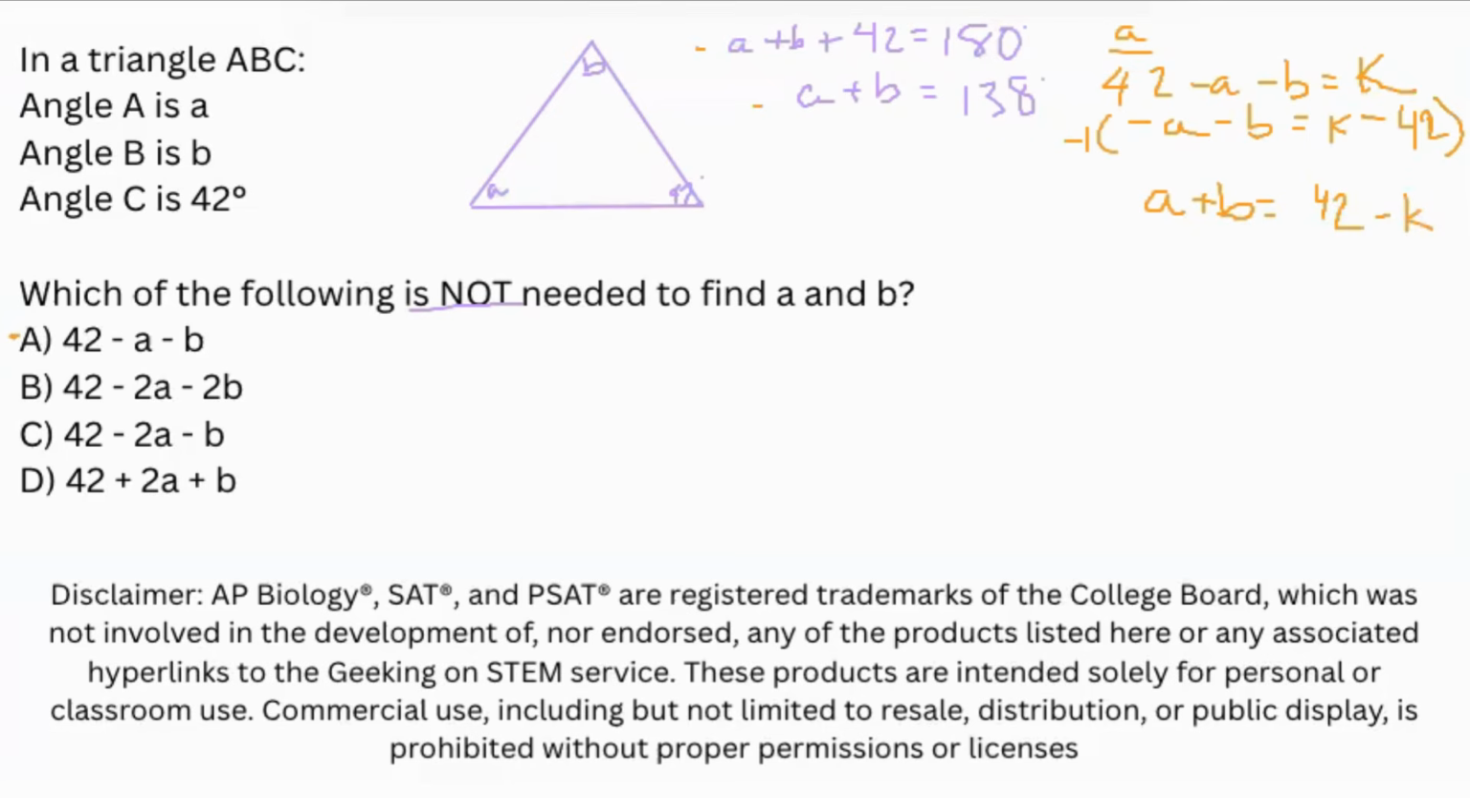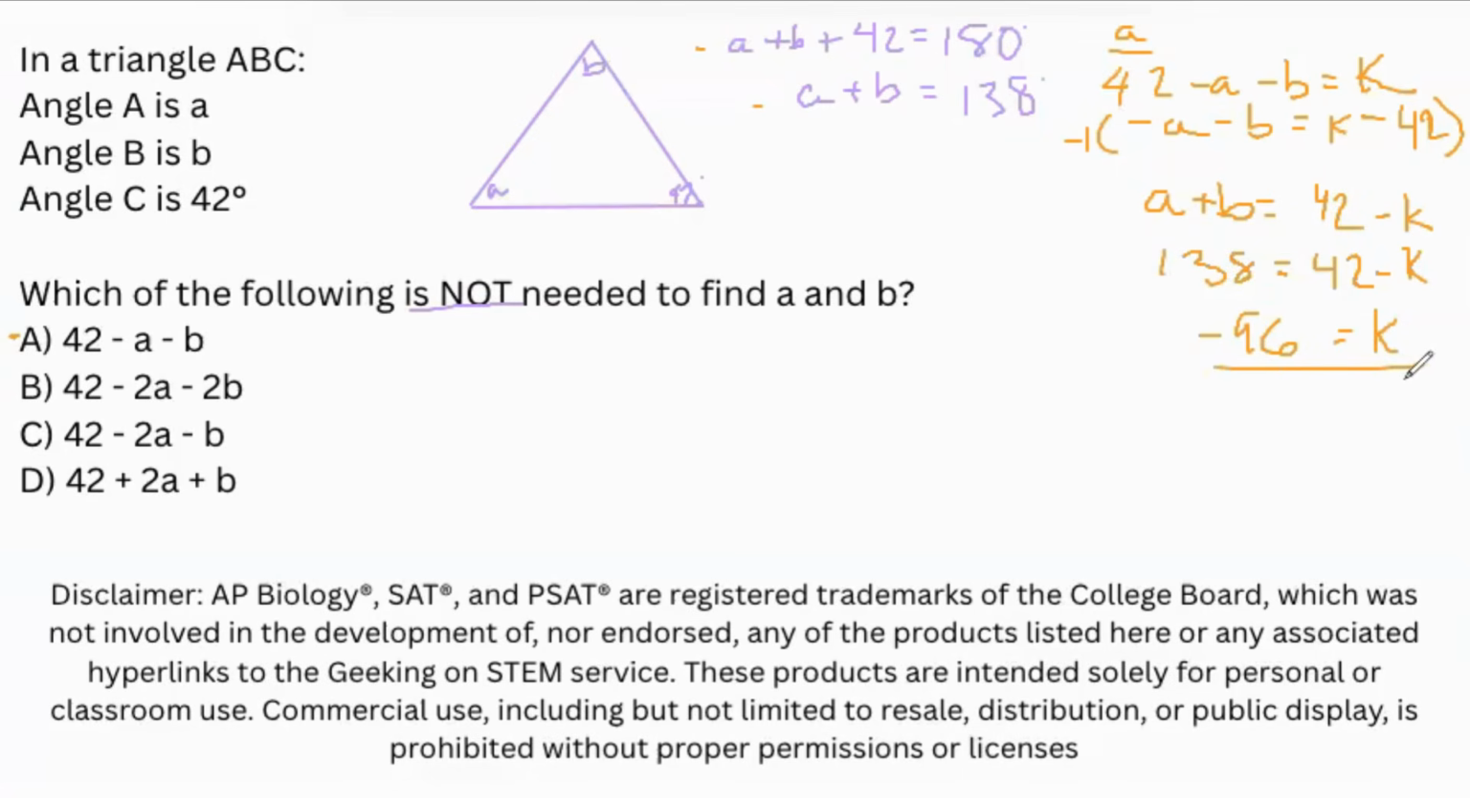For this to match up to our equation, we have to now say 138, because we know A plus B equals 138 from here. I'm going to say that A plus B equals 138, 42 minus K, and K gives us -96. So by conclusion, we can have this equation to say that we can solve for it in some way.